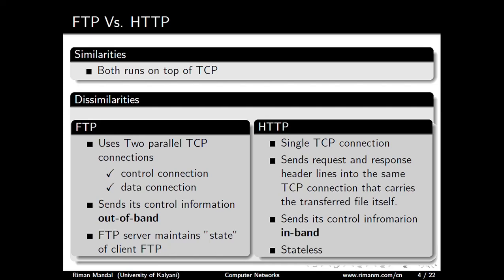And in case of HTTP, that is not the case. In the same message we are sending the data and the command, that is the request or response, whatever it is. As controls are outside the data, we call the control information in FTP out of band. In case of HTTP, as controls are merged with the data in a single message, the control information is called in band. FTP does maintain a state of the client.